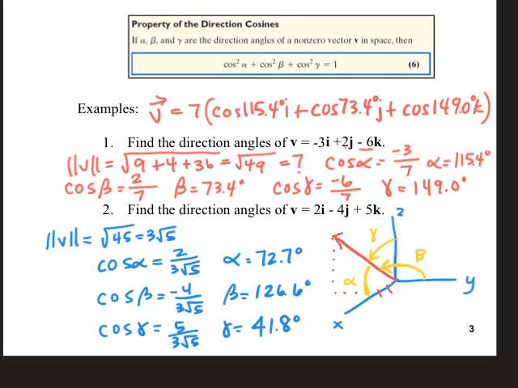You can also check this property up here if you wanted. It's probably easier to do it with these three numbers. So what you would do is take -3/7 and square it, and 2/7 and square it, and -6/7 and square it, and it should add up to 1. Let's just check it. The numerator is going to be 9/49 plus 4/49 plus 36/49. And we should recognize these three numbers because they went into our magnitude, and that is 49. So we can see that 49/49 is 1.